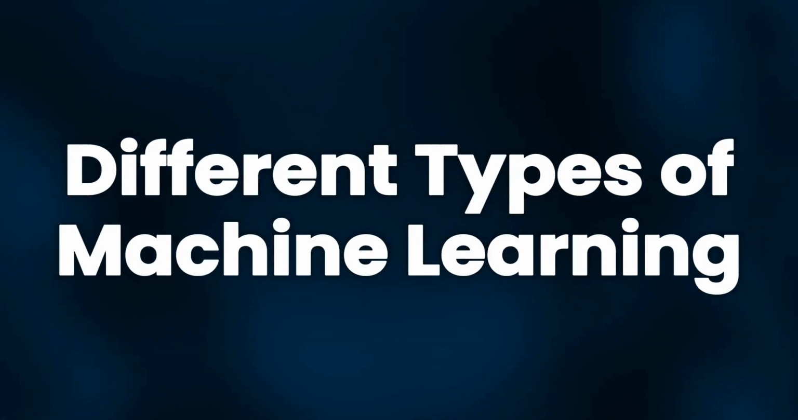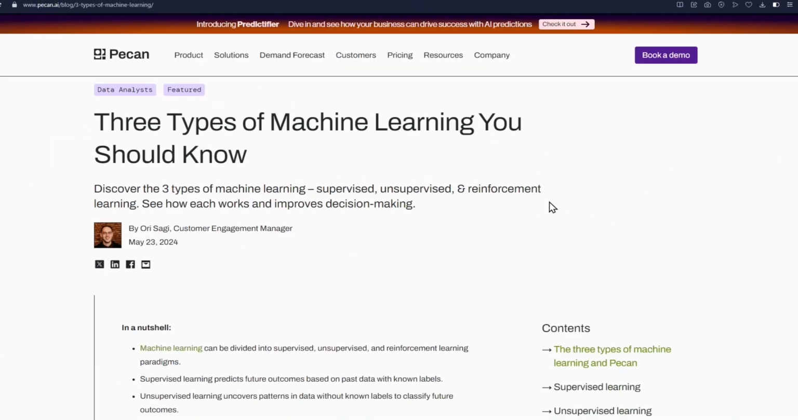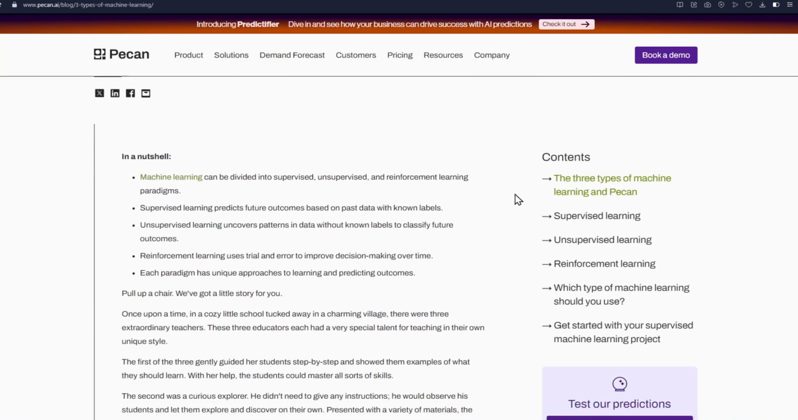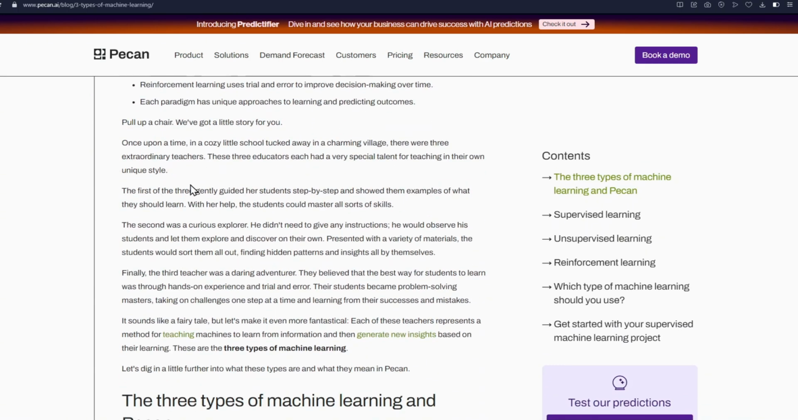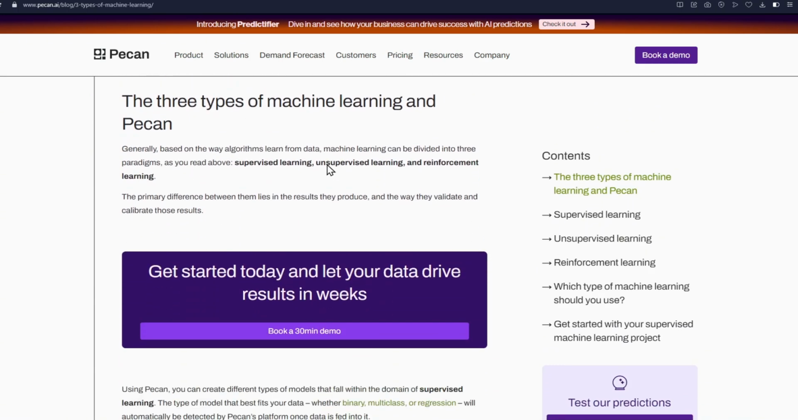Different types of machine learning. Now, machine learning isn't one size fits all. Depending on the task, there are different approaches to training machines. Let's explore the three main types: supervised learning, unsupervised learning, and reinforcement learning.